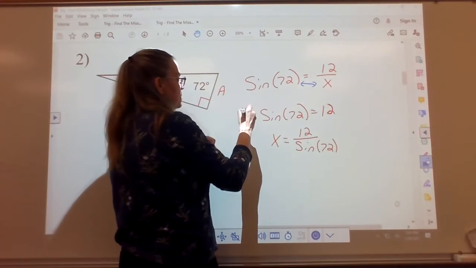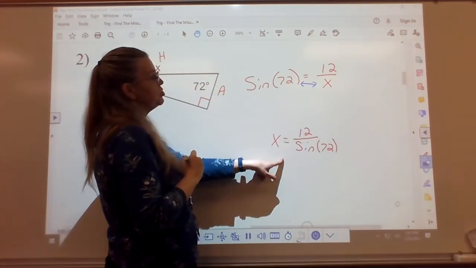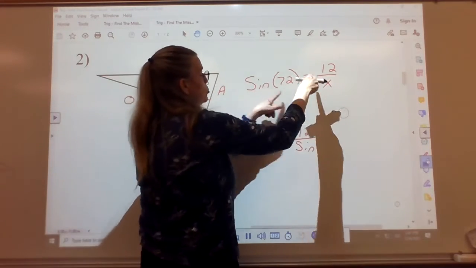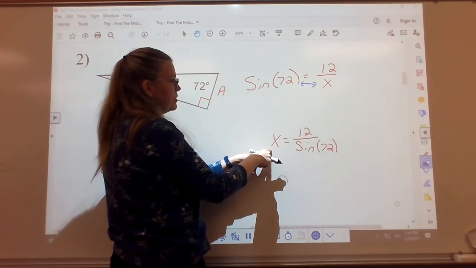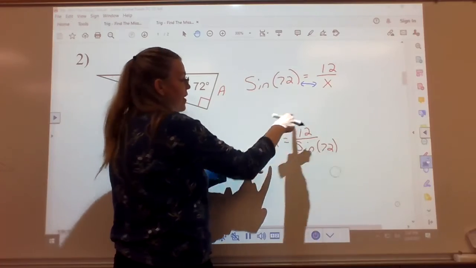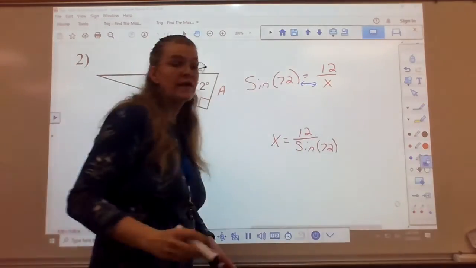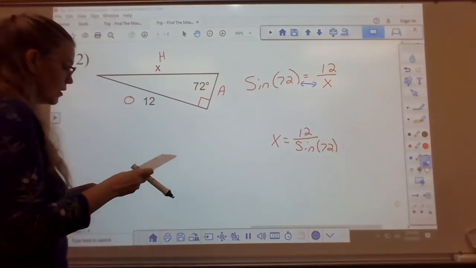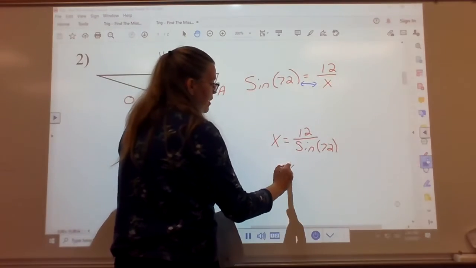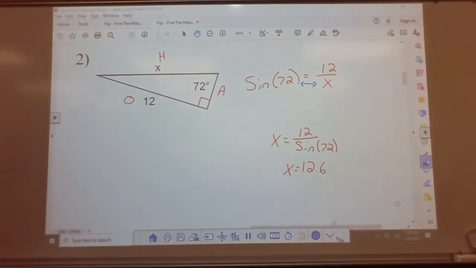So I'm going to get rid of this step. And then this is what you need to know how to do. When you trade these, x is on the left, 12 didn't move, sine 72 is on the bottom. That's what's going to go in the calculator. Now, again, I'm going to put the answer, then I'll move to the calculator. So my answer is going to be x equals 12.6. So I got a 12.6 there. Now, let me go ahead and move to the calculator so you can see what gets typed in.